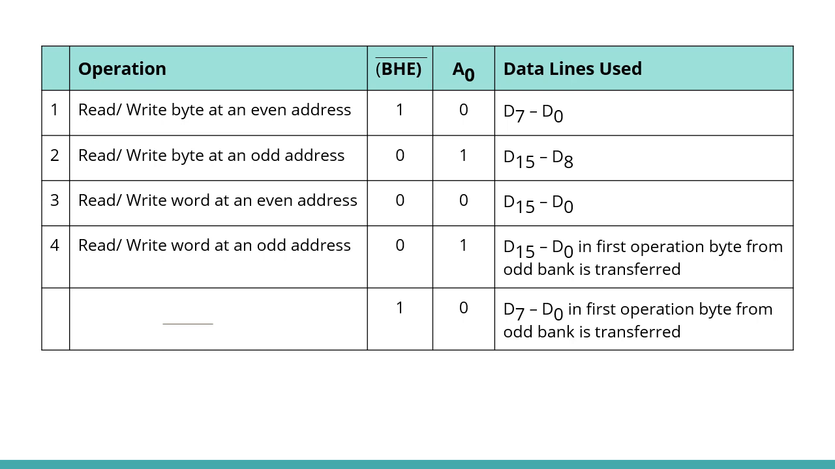So here the first byte is transferred to the odd bank or transferred from the odd bank depending on whether it is a read or a write operation. Now in the second bus cycle, the even address memory bank has to be selected. So for this purpose, the BHE bar signal should be 1 and the A0 should be 0. And the data lines that are used are from D7 to D0.